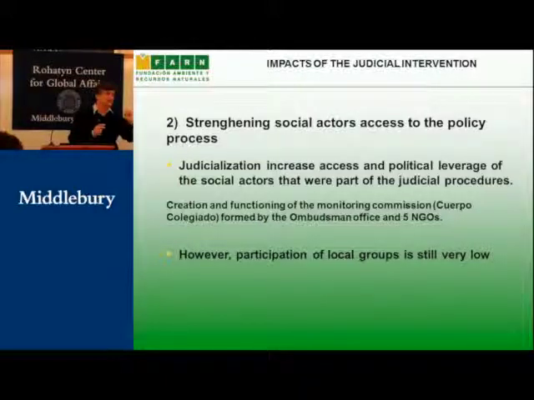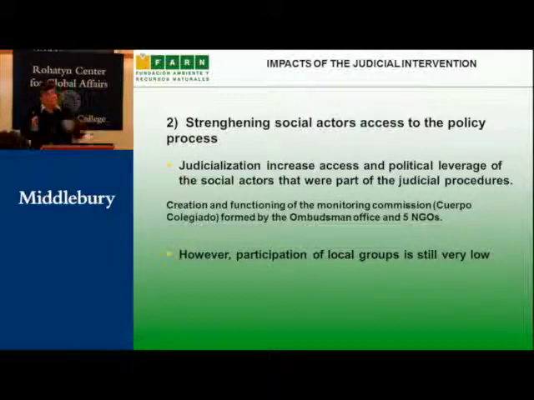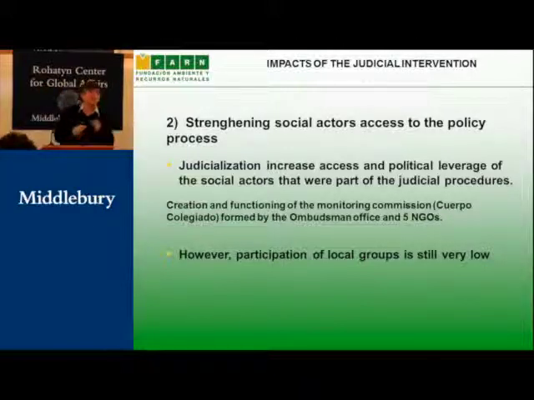Basically, that means that very developed, professionalized environmental NGOs and human rights NGOs were able to be part of the judicial procedure because of the spaces opened by the court through the monitoring commission. It allows these actors to be part of the political process. However, participation of local groups is still very low. That raised a lot of interesting normative and empirical questions about judicialization.